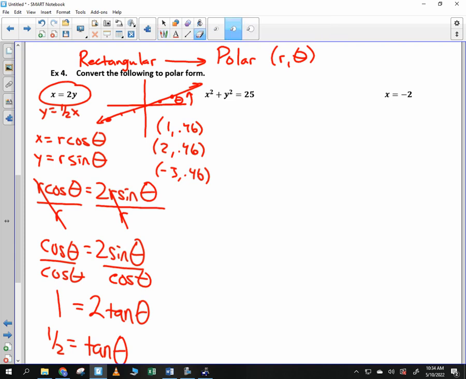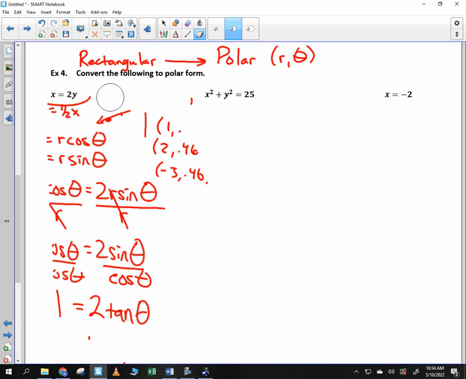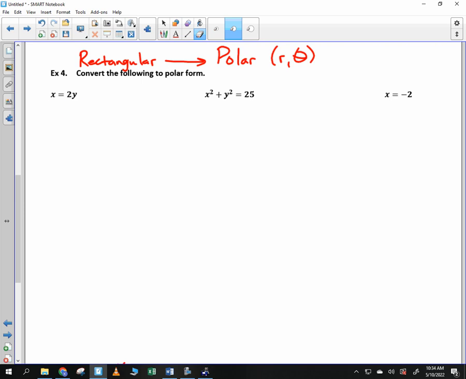Now, as you look at the next example, who can tell me what shape this makes? It is an ellipse, a special kind of ellipse. It makes a circle. The radius is 5. Very good. So, everybody agree this is a circle with a radius of 5?